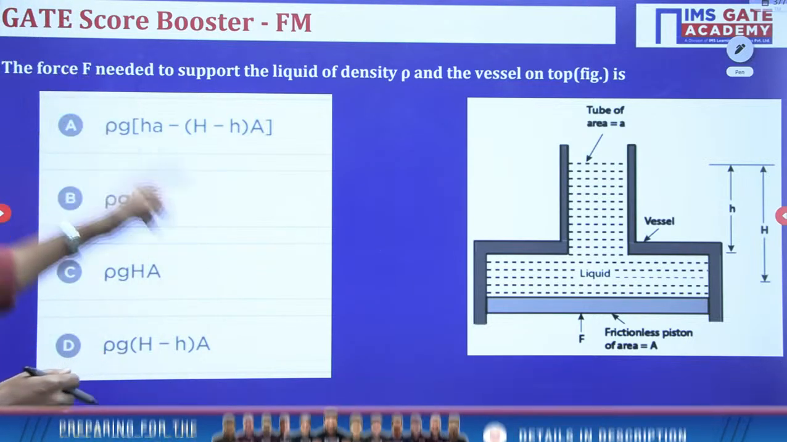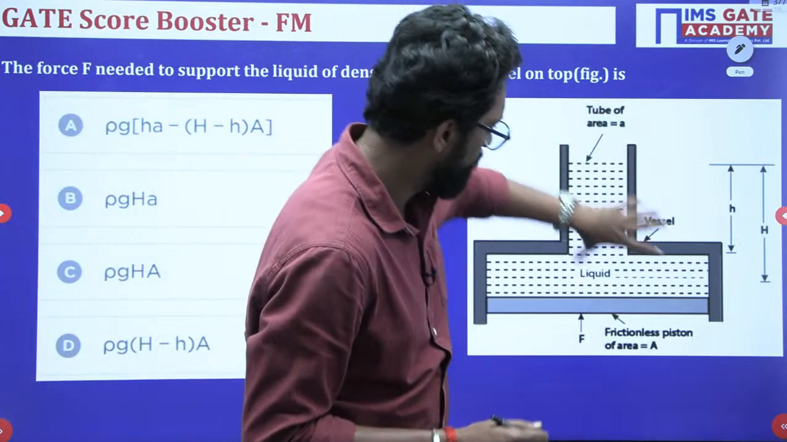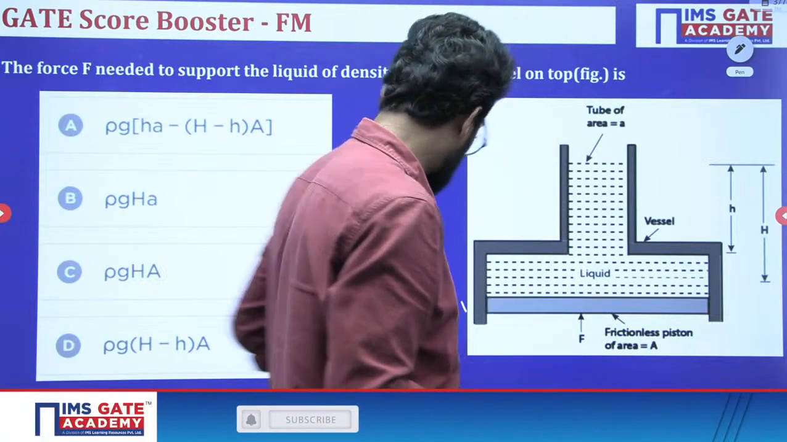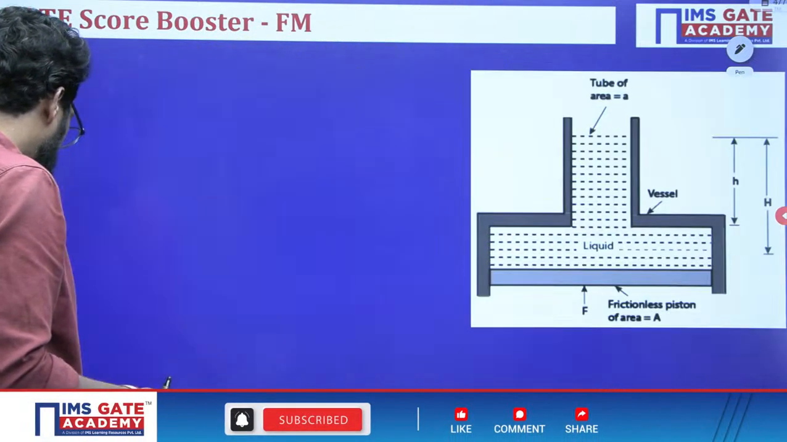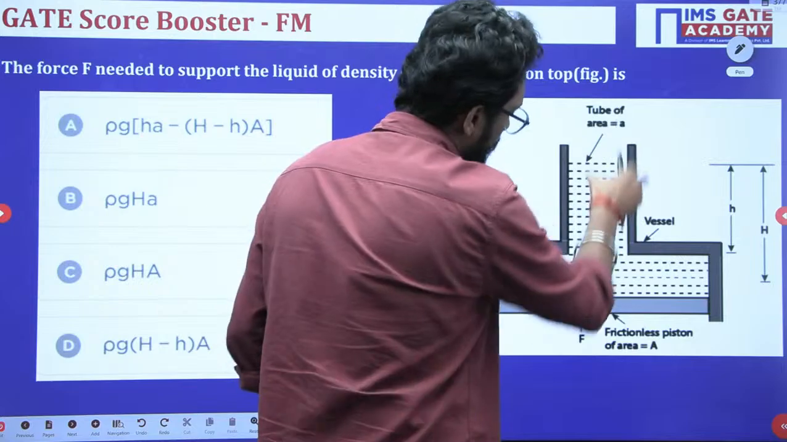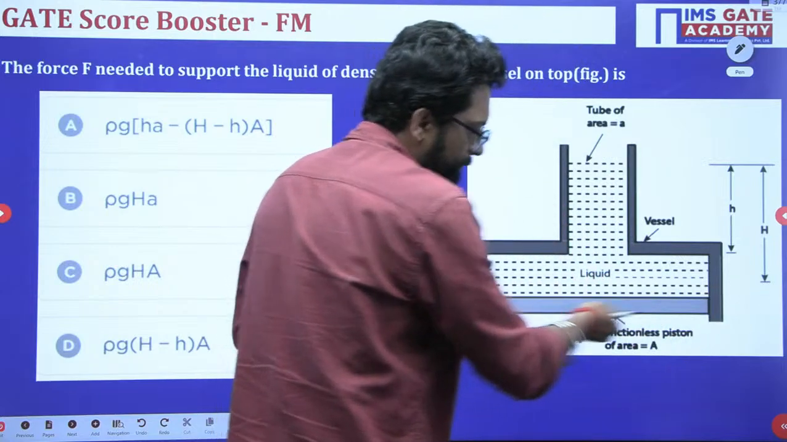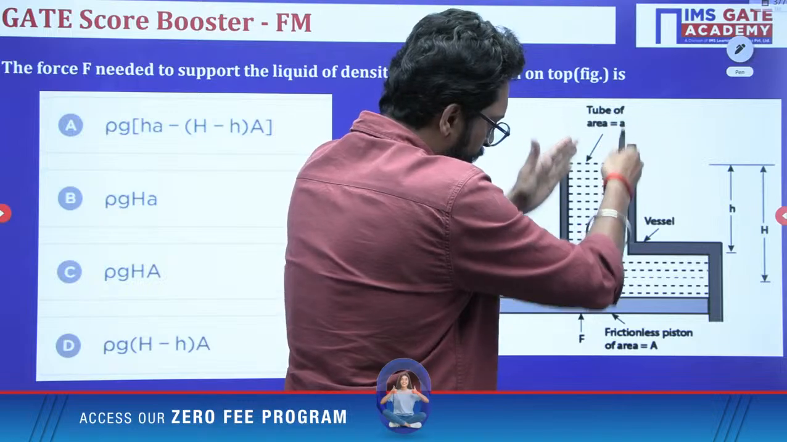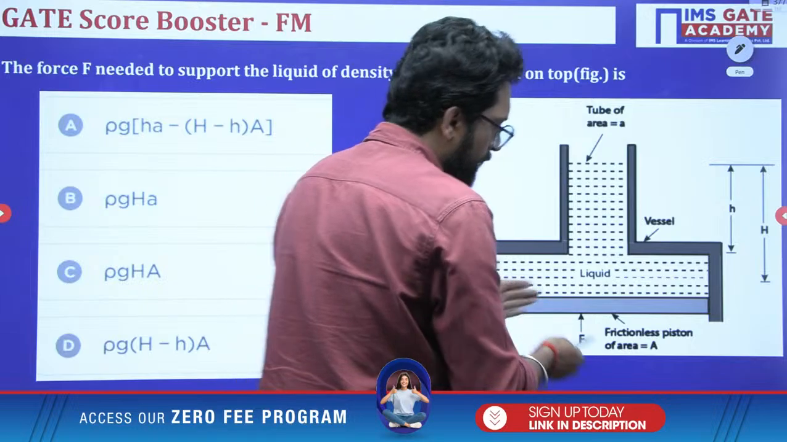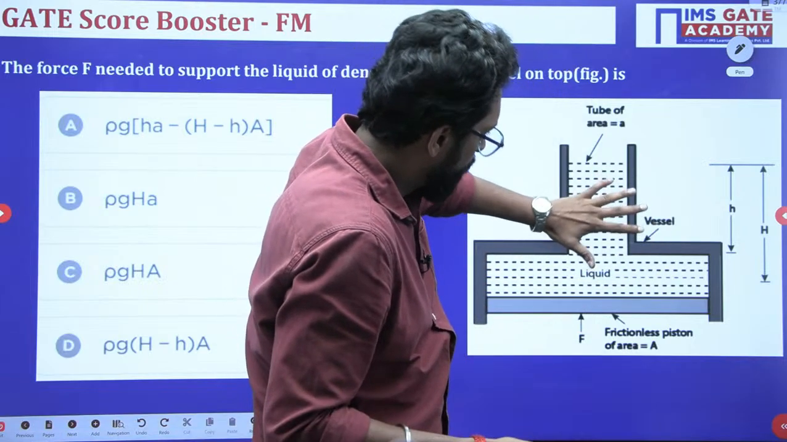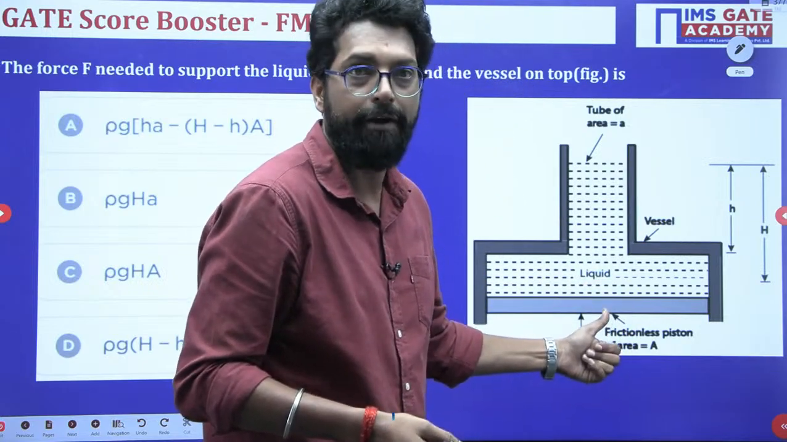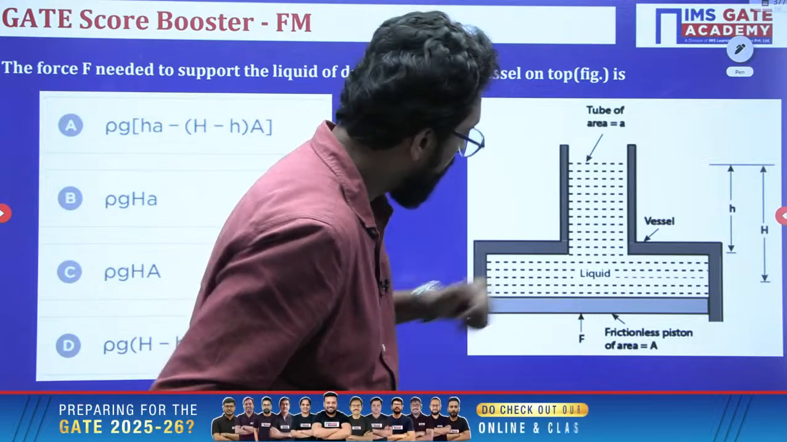The force F. This is the figure. In this, there is an inverted piston, and this is your cylinder. The fluid is present over the platform; this acts as a platform. The fluid is present in this cylinder and it is held by this piston. To hold this fluid in this position, we have applied the force F vertically upward.